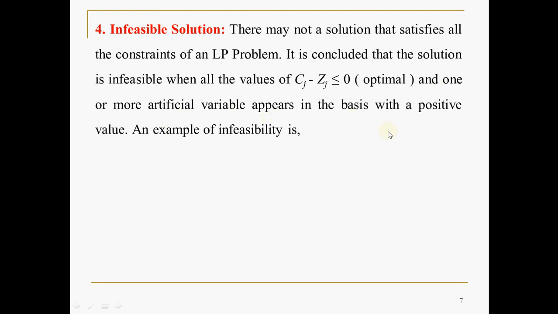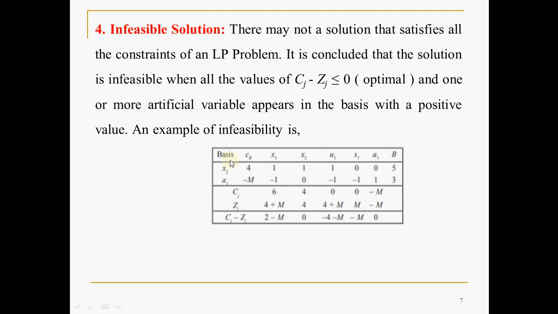Artificial variables were used in the big M method and the two-phase method. So, with all Cj minus Zj lesser than or equal to 0, sometimes one or more artificial variables will appear in the basis with a positive value. If the artificial variable exists with a negative value, no issue, but if the artificial variable exists in the basis with a positive value, then it is infeasible.